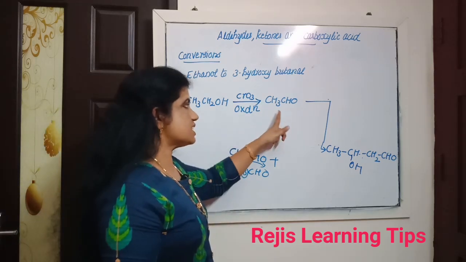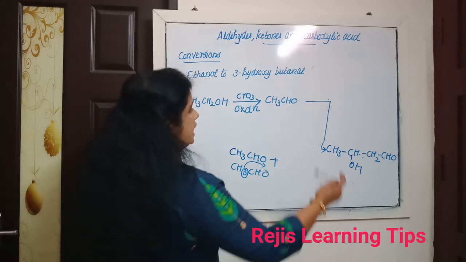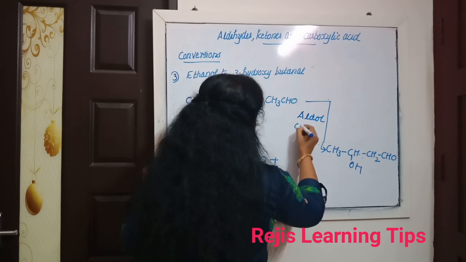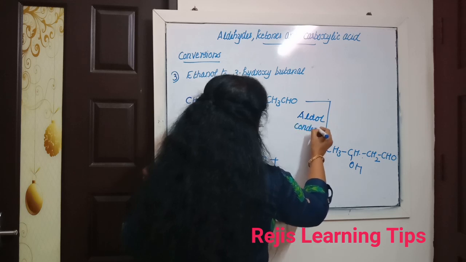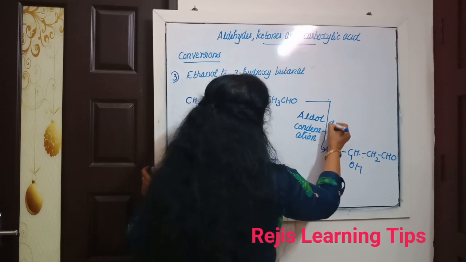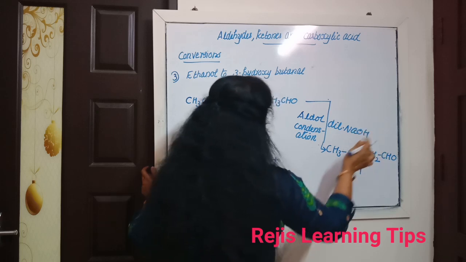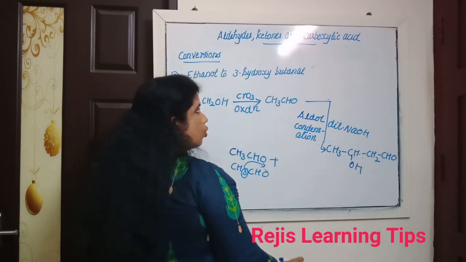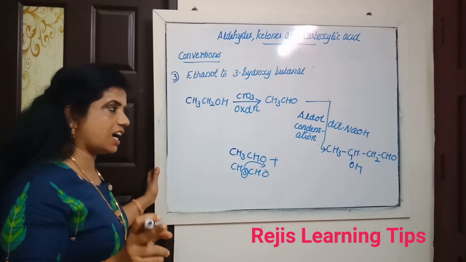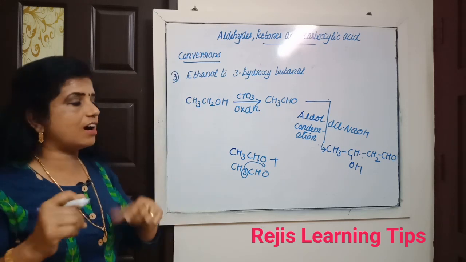So this CH3CHO undergoes aldol condensation. In the presence of dilute alkali, dilute NaOH, then we will get beta-hydroxybutanal. That is known as aldol. Beta-hydroxybutanal means 3-hydroxybutanal. That is known as aldol.